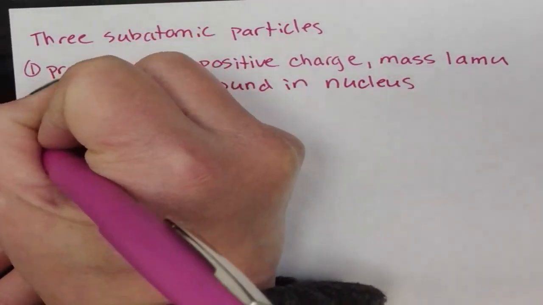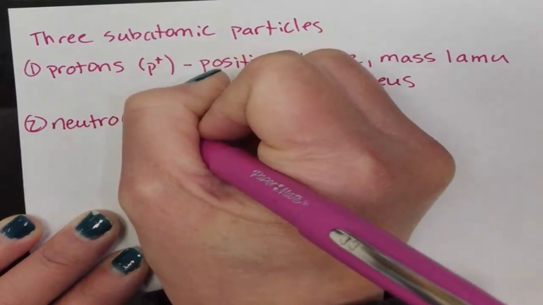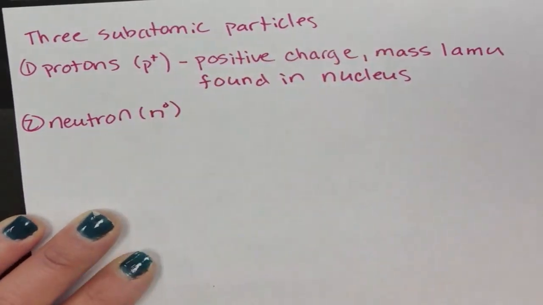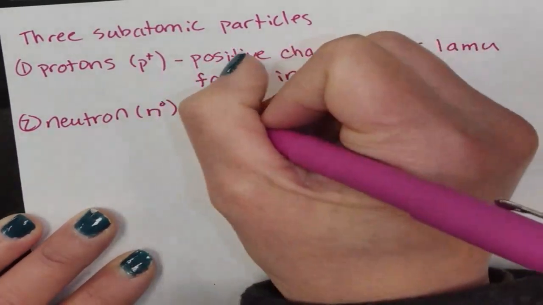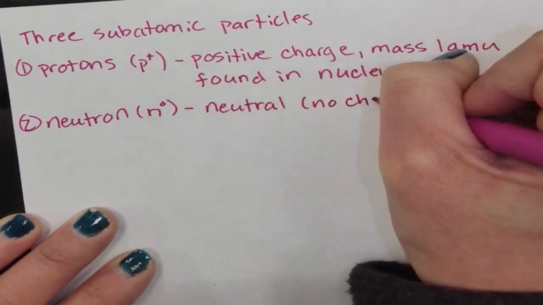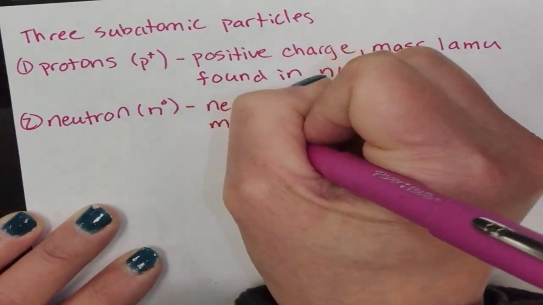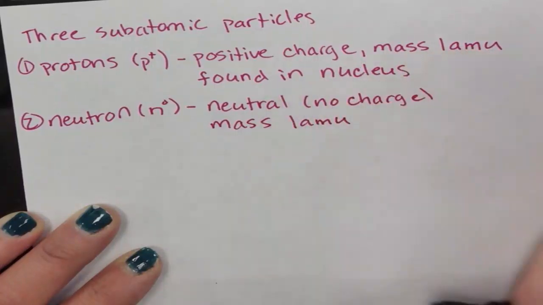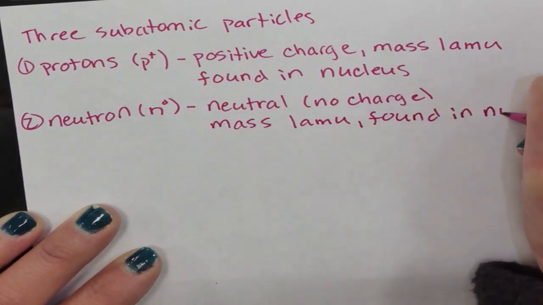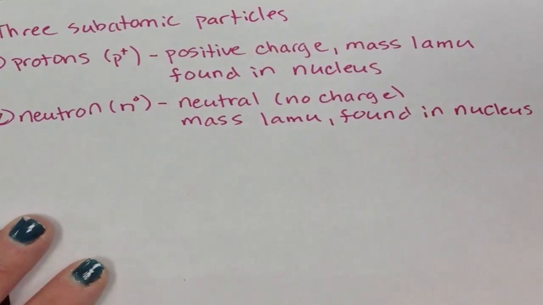The second subatomic particle is a neutron. Neutrons, we use an N or sometimes an N with a superscript 0. Neutrons are neutral, meaning they have no charge. They also have a mass of 1 AMU, atomic mass unit, as well as being found in the nucleus, just like a proton.